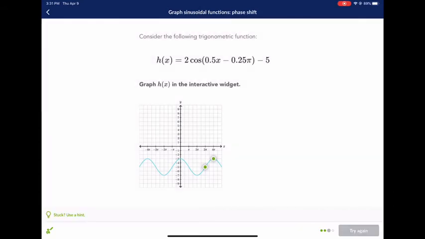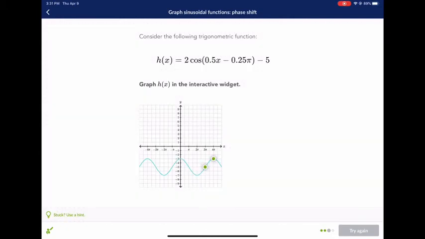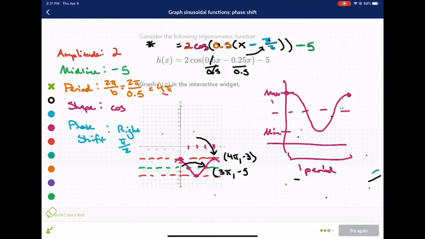And I got it wrong. Why did I get that wrong, do you think? Well, if we go back, there's one thing that I actually forgot to do. And that was the phase shift, the very last thing. I didn't shift this graph to the right by pi over 2. So I'm very, very close. I need to take all the points that I've got, and I need to move everything to the right by pi over 2. So it's very, very close.